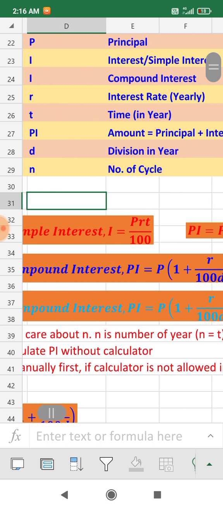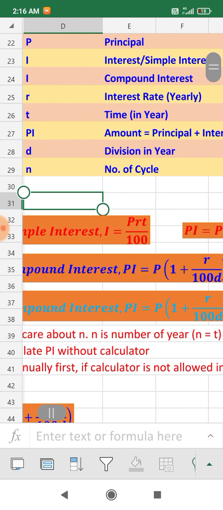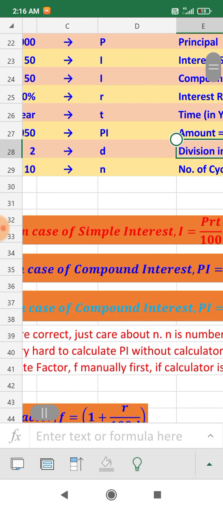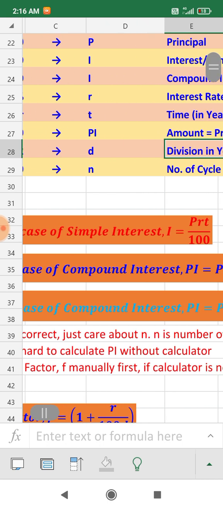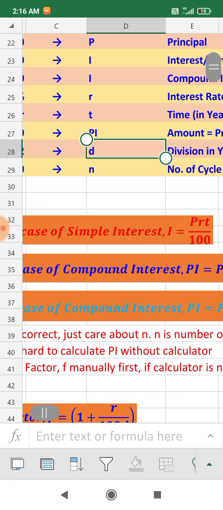Okay, so here D means division in year. That means how many times a year is divided. That is D.